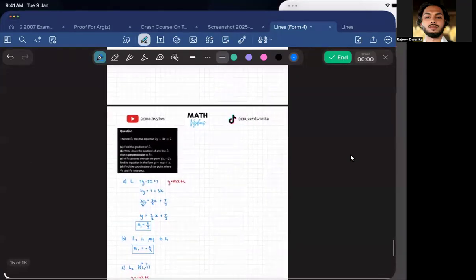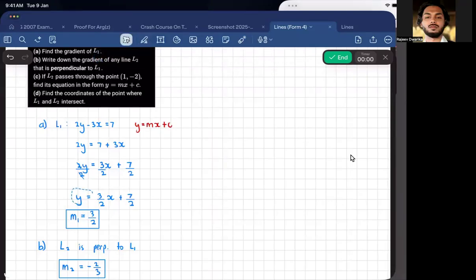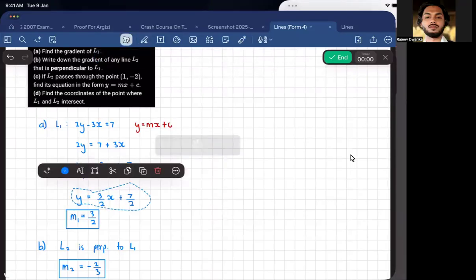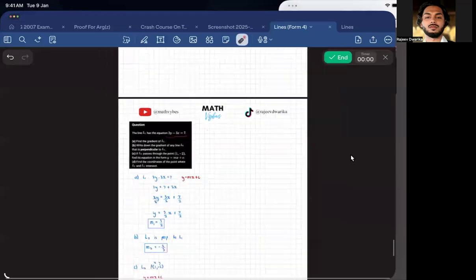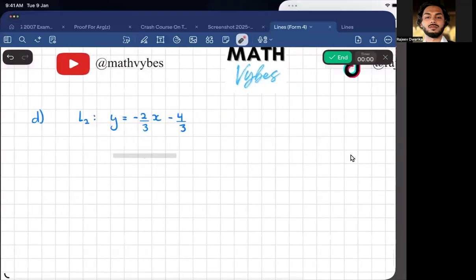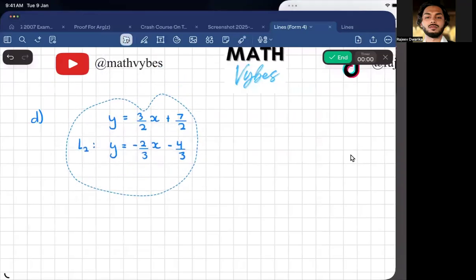Right? And what was the equation of L1, Avinash? That was 3/2 x plus 7/2. Correct. Yep. Please use it in the form y is equal to mx plus c. I don't want you to use this. Put it in the form y is equal to mx plus c and then use it. Right? And this is L1. Nice.